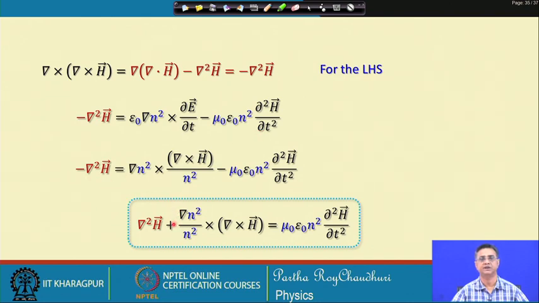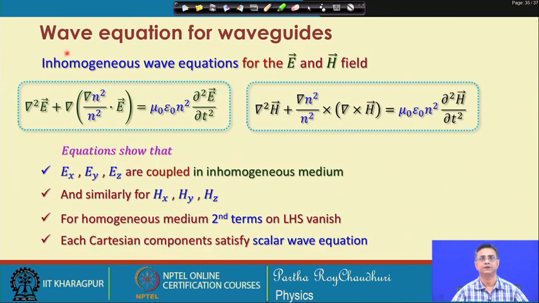So, as a result we can reduce this equation into this form, and it is somewhat similar to the one for the electric field, but there is a difference, and we will see that for the TE mode the scalar equation retains, whereas for TM mode this equation becomes valid. We will see. So, the wave equations for the waveguides, the inhomogeneous wave equations for the E and H fields, we can write side by side, just to compare that there is a difference in the middle term which has appeared here in the case of inhomogeneous medium.